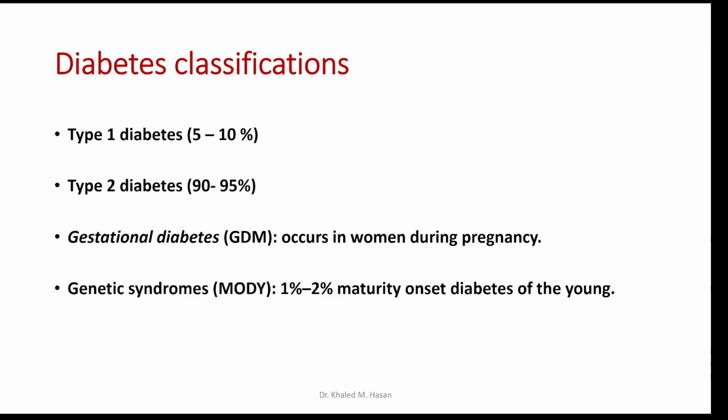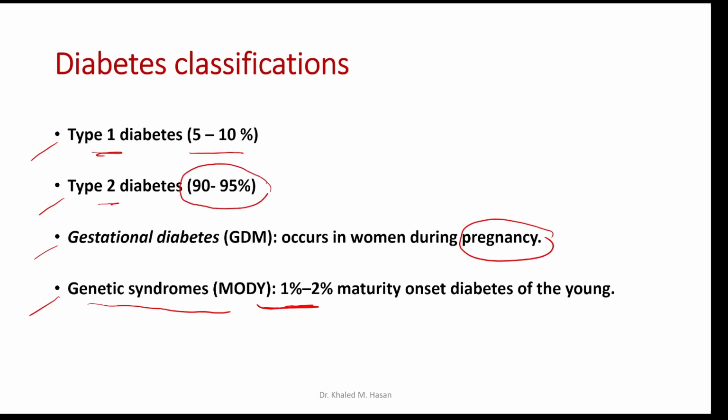So for classification of diabetes, we have type 1, type 2, gestational diabetes, which occurs during pregnancy, and we have another one called MODY or genetic syndrome. And you can see the genetic syndrome 1 to 2%, type 1 diabetes 5 to 10%, and type 2 diabetes, the majority of diabetes, 90 to 95%.